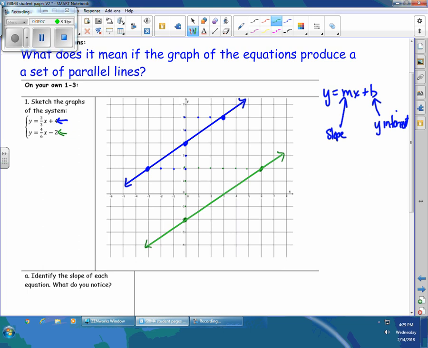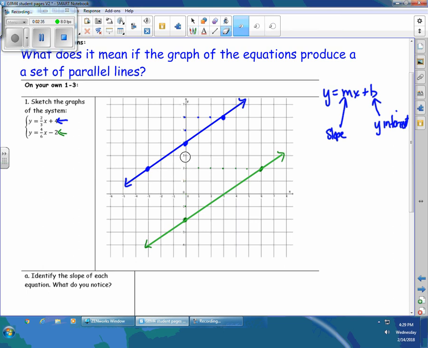Okay. Now, what happened? We've got parallel lines. What do we know about parallel lines? Well, first of all, we know parallel lines will never, ever cross. And we said in the last lesson that the point at which the lines of the system of equations cross is going to be the solution. So what does it mean if we have lines that never, ever cross? You got it. There's no solution.